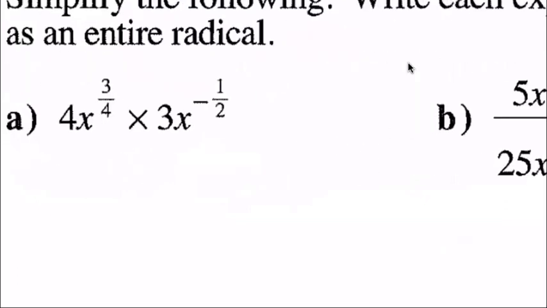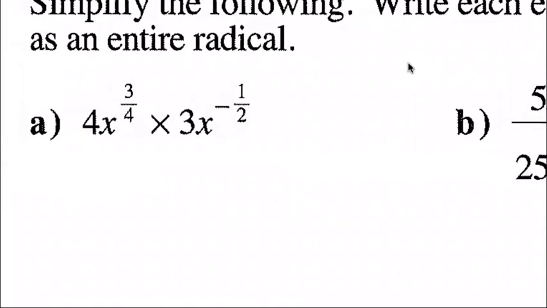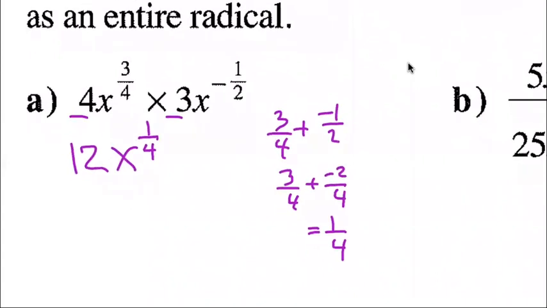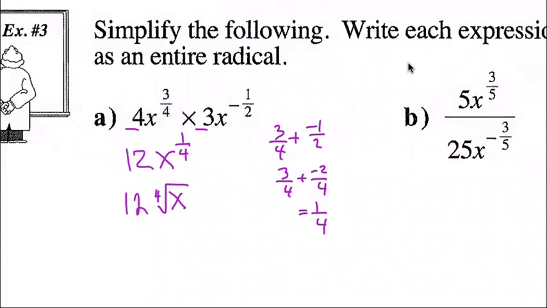Hey, 4x to the power of 4/3 times 3x to the power of -1/2. Same base, so I'm going to add exponents, but I'm going to multiply these coefficients together. 12x to the power of 4 over 3 plus -1 over 2, which is 3 over 4 plus -2 over 4, which is 1 over 4. So this is going to be 12, the 4th root of x. And that's the most simplified form of that. So I would actually leave that right there.